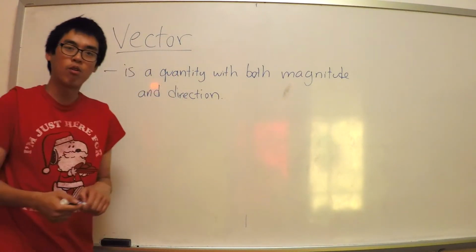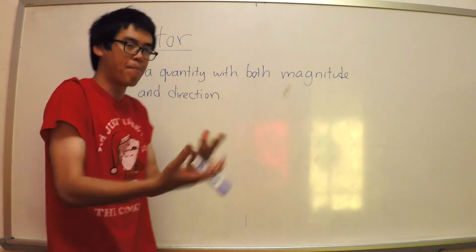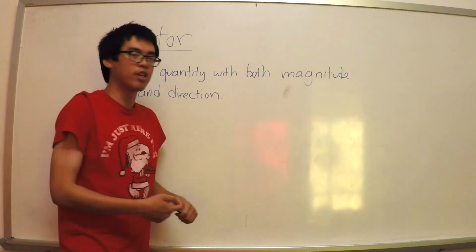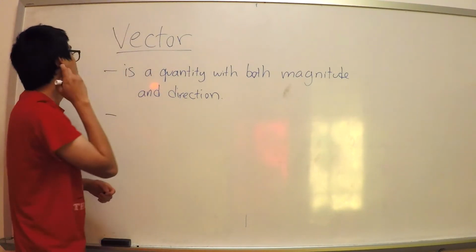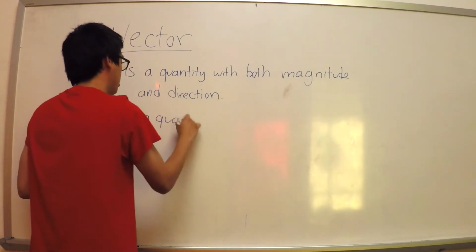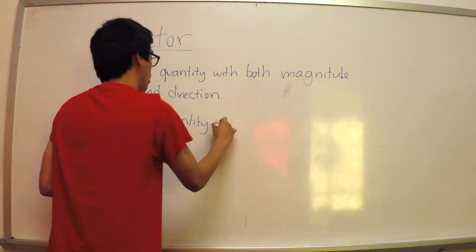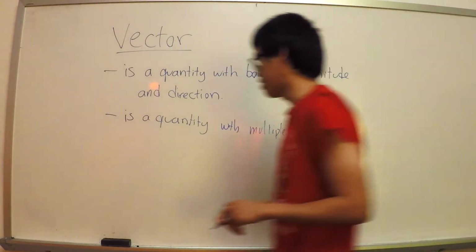The way I like to speak about vectors is in terms of real numbers. A real number is just a number, right? You just have one entry. For a vector, you have multiple entries of numbers. So another way to think about a vector is a quantity with multiple entries. Alright, so that's how I understand a vector.